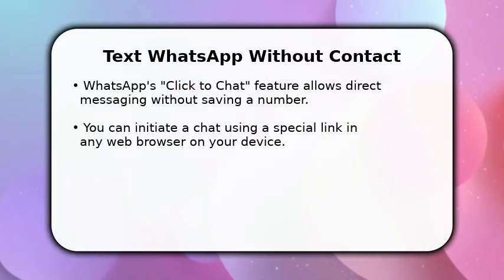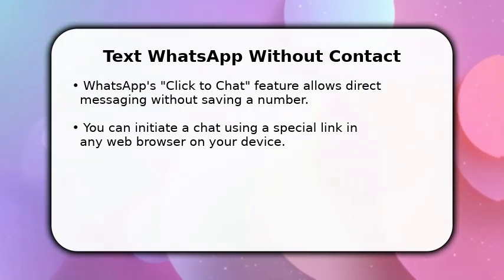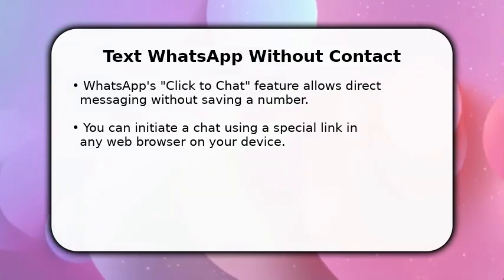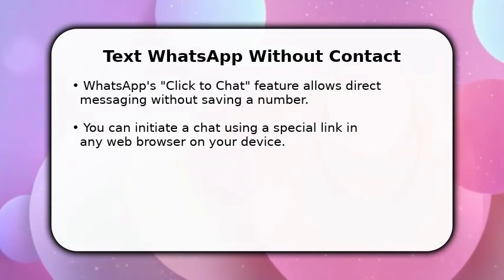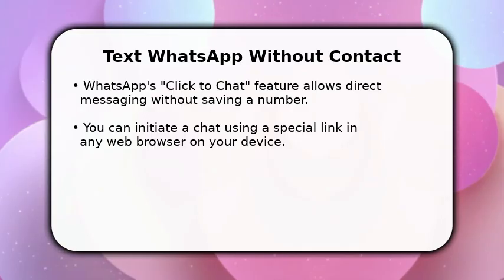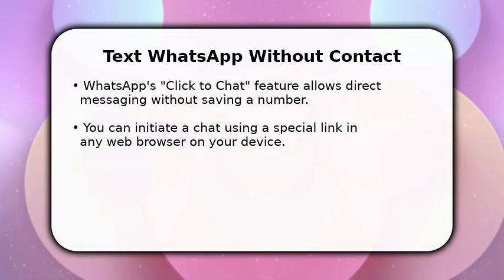In this video, I will explain how to text on WhatsApp without adding a contact. This is incredibly useful for quick, one-off messages. The primary method involves using WhatsApp's built-in click-to-chat feature, which lets you open a conversation directly from a web link. You simply need the recipient's phone number, including their country code, and a web browser on your phone or computer.